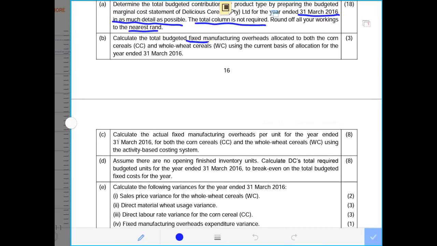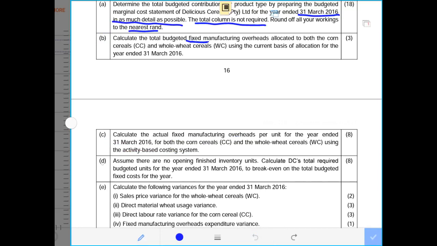Then number C says we are to calculate the actual fixed manufacturing overheads per unit for the year that ended on the 31st of March in the year 2016 for both the corn cereal and the whole wheat cereal using the activity-based system. As I said, under number B they are using a traditional method, and under number C we are using activity-based costing, or a system of allocating overheads.